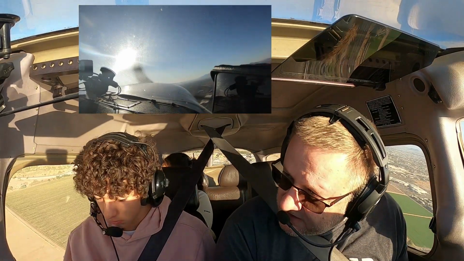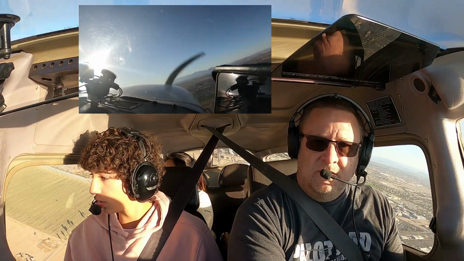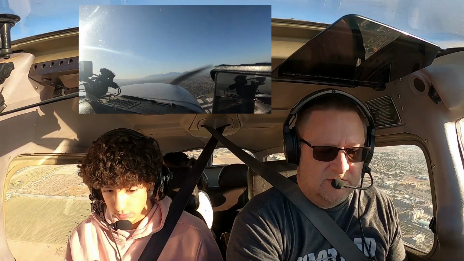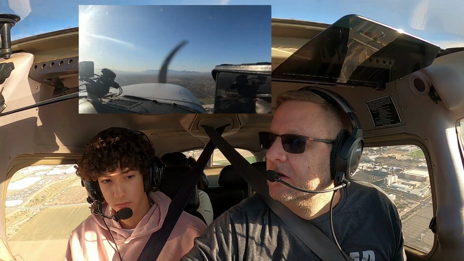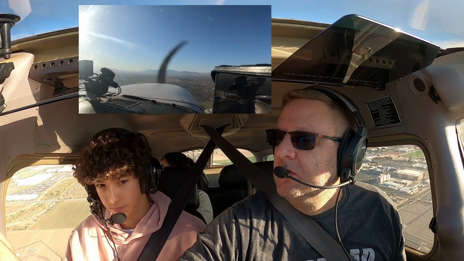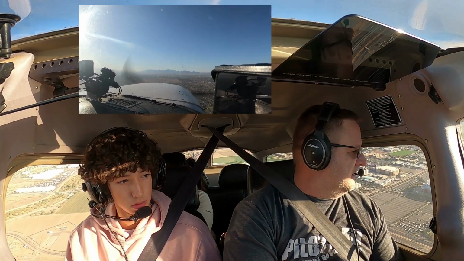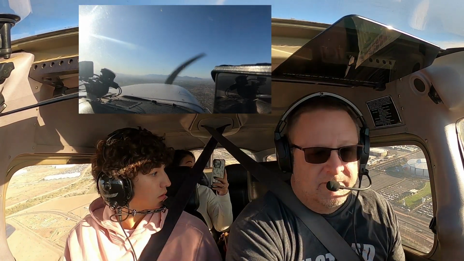Okay, so now we're going to turn downwind. And we will continue to climb because we want to get to 3,500 feet when we get out over the practice area. So that's the stadium over on our left over there.